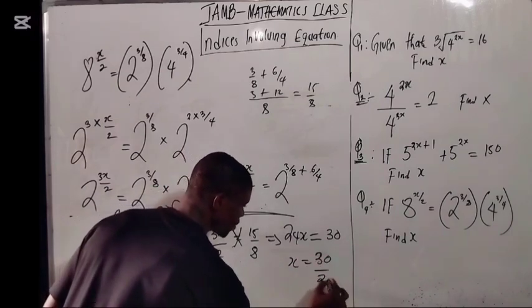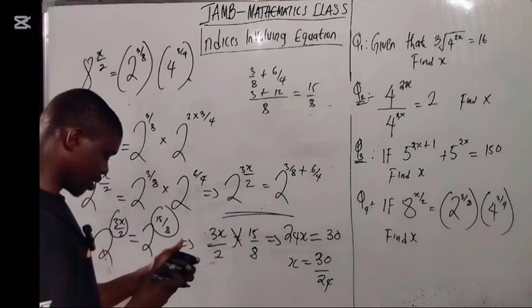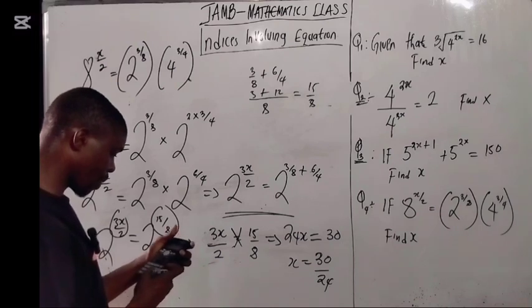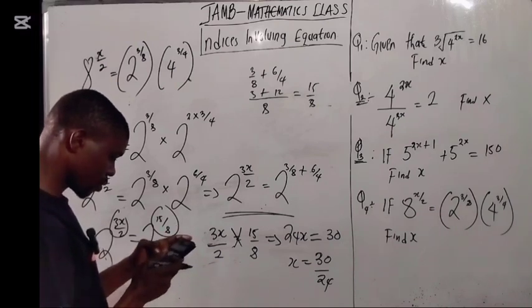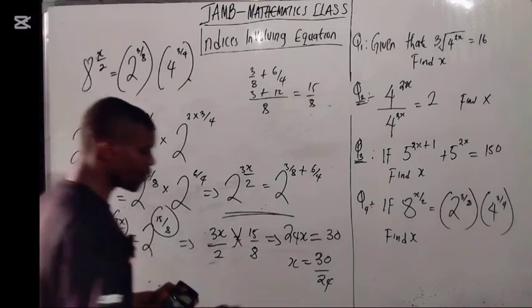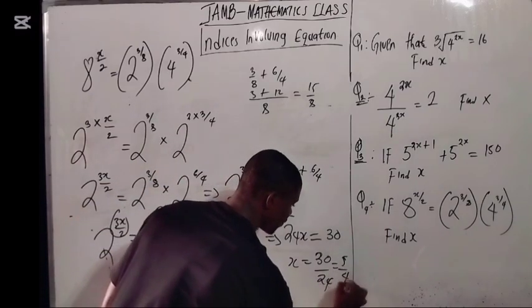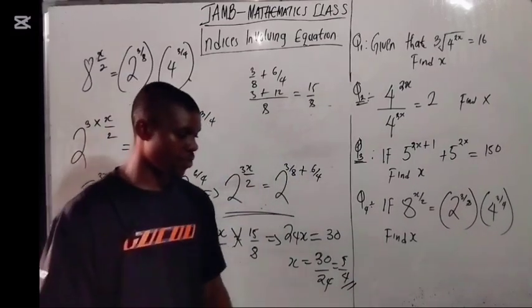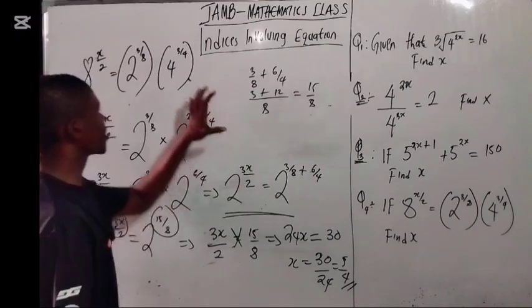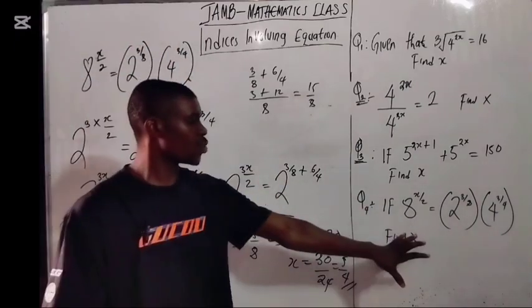30 over 24. Let's divide it down here. 30 divided by 24 is always the same as 5 over 4. 5 over 4, that is the answer. So this is called a simple linear equation. This is what you have just done here.